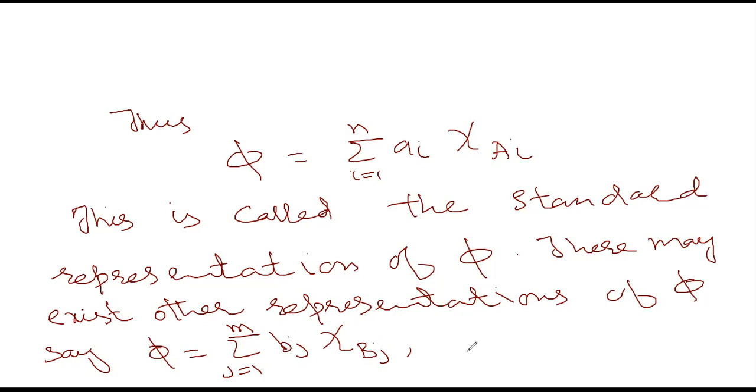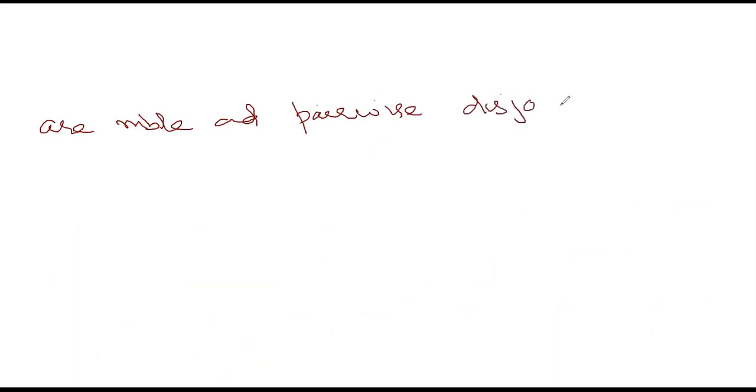Where the bj's are measurable and pairwise disjoint. Okay, so now next we define a step function.